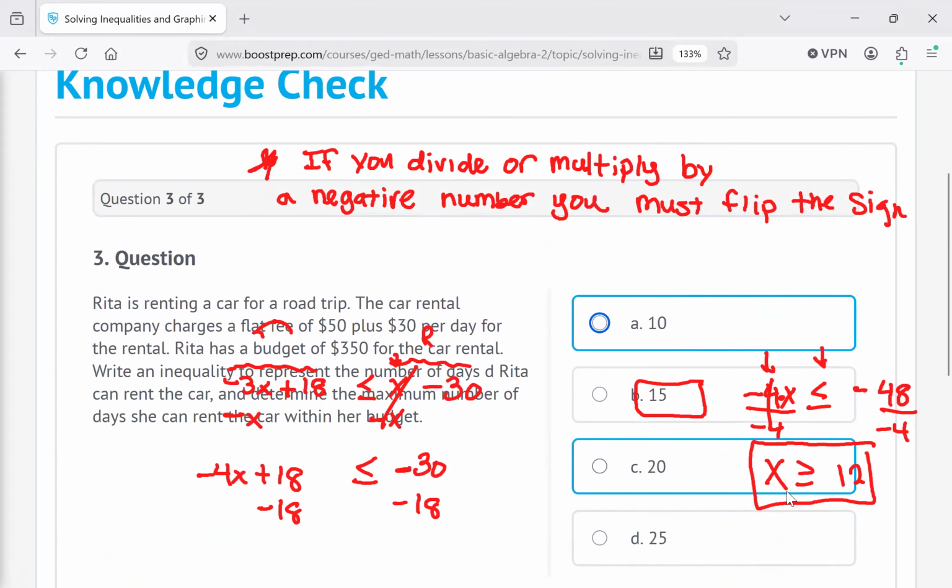Okay, let's move on. Okay, here we have a word problem. Oh, my favorite. I don't like word problems. I'm just kidding. I love word problems. Okay, let me clear.